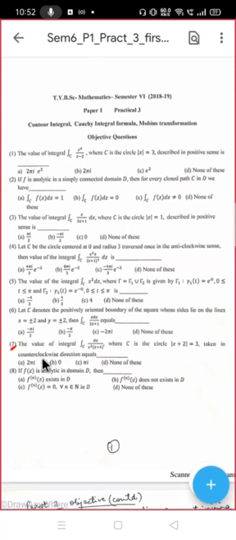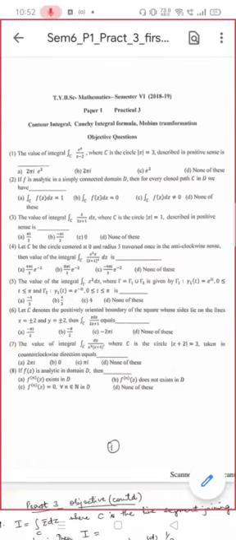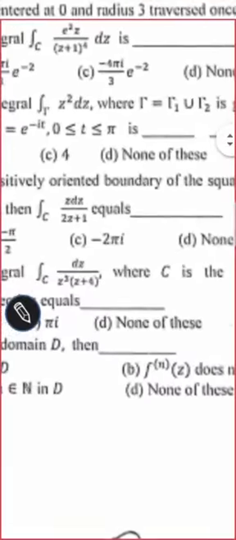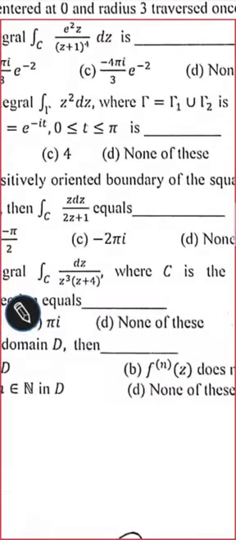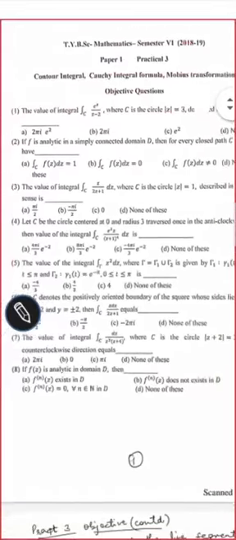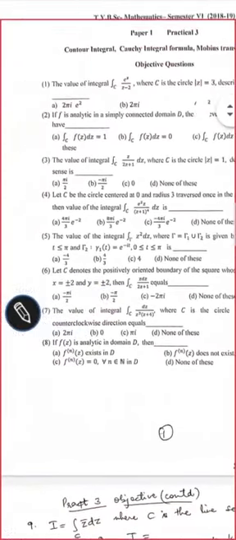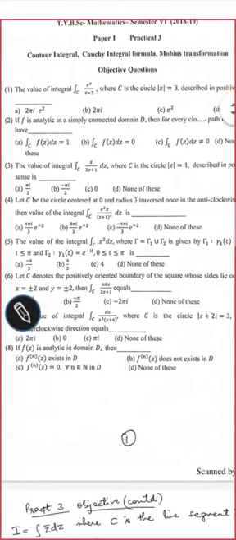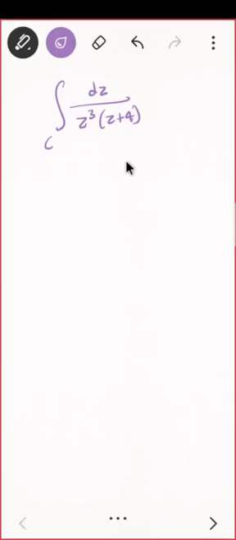Okay then, so let us start. The value of the integral dz upon z cube (z plus 4), is that a power or a comma? It seems just z plus 4, yeah, it is just a comma. Where C is the circle, mod of z plus 2 equal to 3 taken counterclockwise. That's okay, we'll do that. Mod of z plus 2 equal to 3, correct?